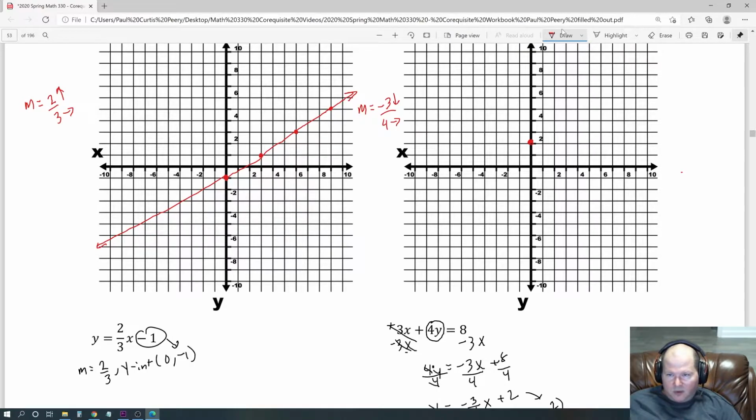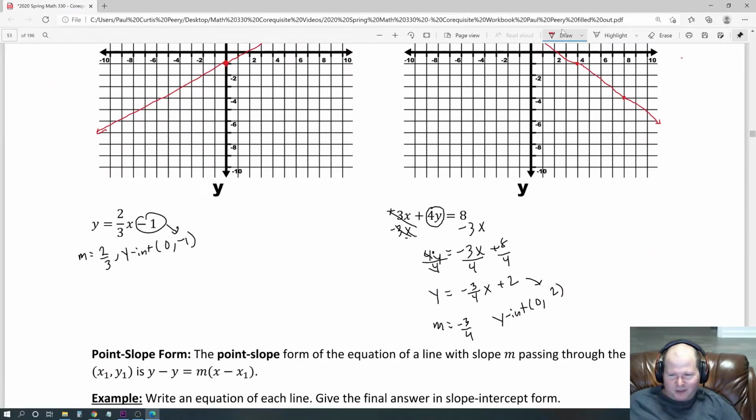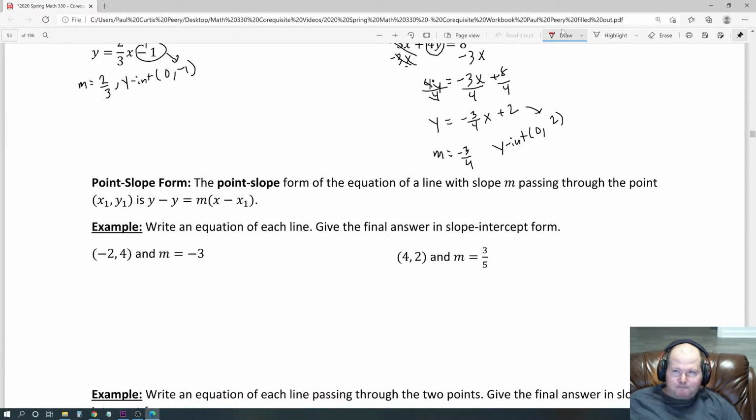So we're going down 3, 1, 2, 3, and then we go over to the right 4, 1, 2, 3, 4. And if we want, we can even do it again. We can go down 3, 1, 2, 3, and we can go to the right 4, 1, 2, 3, 4. All right, from there, it looks something like that. Hopefully yours looks better.